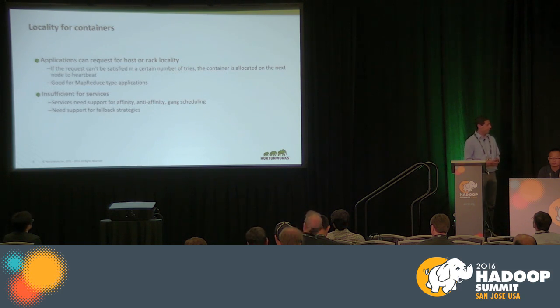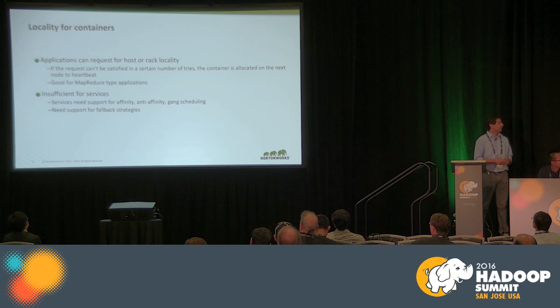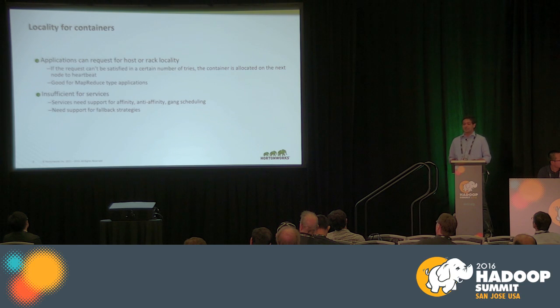In terms of locality, applications can ask for host or rack locality. Again, if the request cannot be satisfied in a certain number of tries, we have a fallback into what's called off switch or star. Essentially, you'll give a container wherever you can, and it tends to be the next node to heartbeat to the resource manager. This is good for MapReduce type applications where you really want to be close to the data, but if you're not that close to data, it's OK to get a container elsewhere, but don't starve the application.